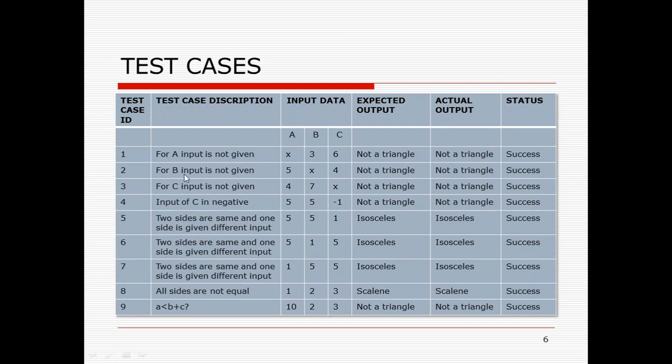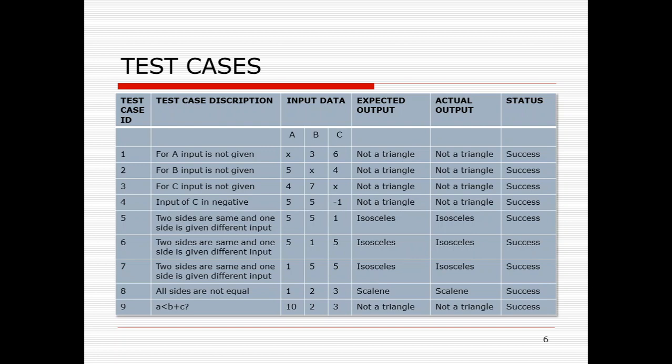Similarly, for B and C, these two test cases, 2 and 3, we have similar things. In test case 2 we have B missing, in 3 we have C missing. The expected output is not a triangle, and the actual output is also not a triangle. Both matching means the test case execution is success. Successfully tested, since both these conditions match. The next is if C is negative. Again, not a triangle, success.